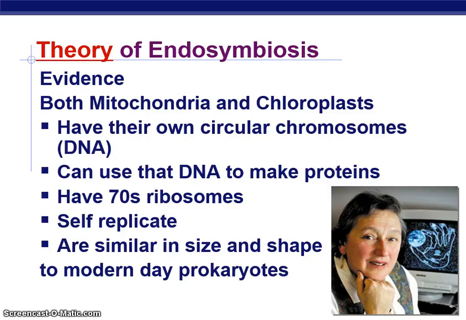This theory was proposed by Lynn Margulis. At the time, she got a lot of pushback, but there's been more and more evidence to support this idea that modern-day eukaryotic cells evolved from prokaryotes that engulfed other prokaryotes, and they decided to live together in a symbiotic relationship.